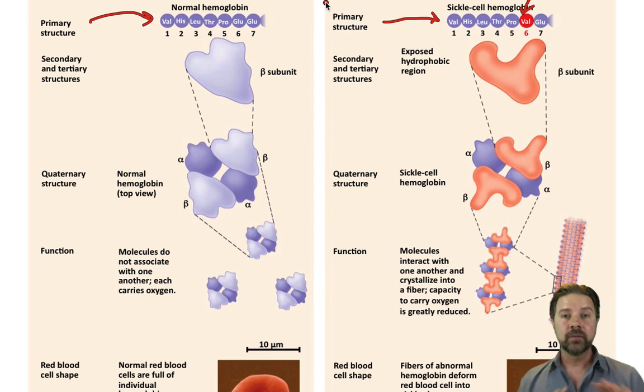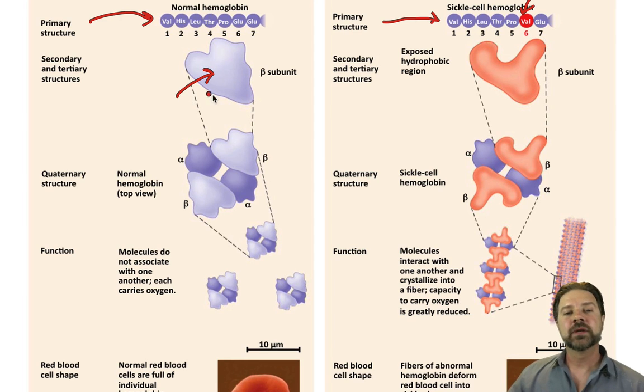Well, once you start folding your beta pleated sheets and your alpha helixes, what we're going to wind up getting is a malformed beta subunit. Look at this one here for a normal hemoglobin. Then look at this one here for a sickle cell hemoglobin. The shapes are not the same.